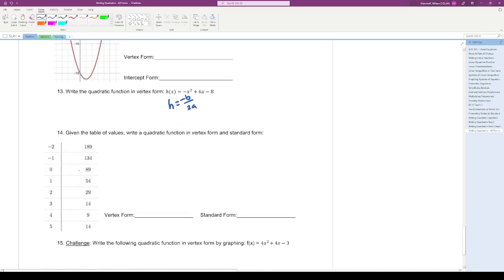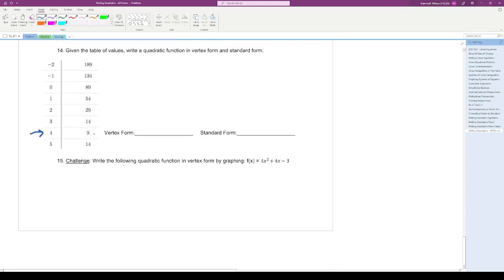We have a table of values, so remember our key there is to find our vertex. So we have our y values turn around right here. So our vertex is at 4, 9. And then from that, we can use the vertex and the y-intercept, or the vertex and any point, to write our vertex form and then expand that into standard. So you know how to do that by now as well.